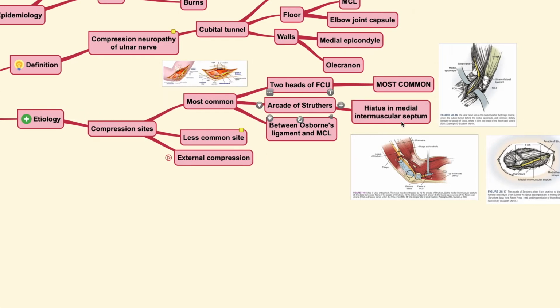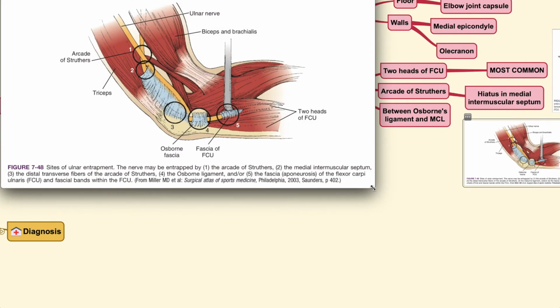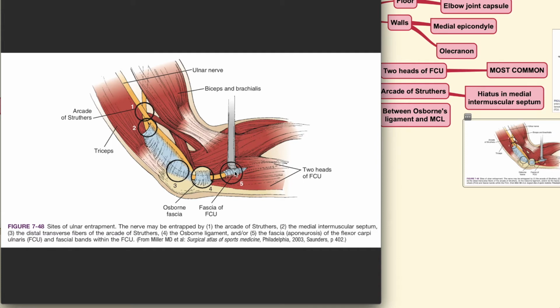You could see here that the most common site of compression would be around the two heads of FCU. This picture clearly depicts the area of compression. As the ulnar nerve travels around the elbow, there are certain sites where the nerve may be compressed. The first would be around the arcade of Struthers. These are openings at the medial intermuscular septum, and around the medial elbow region there are the distal transverse fibers of the arcade of Struthers, and also the Osborne ligament, and most distally would be between the two heads of the flexor carpi ulnaris muscle.